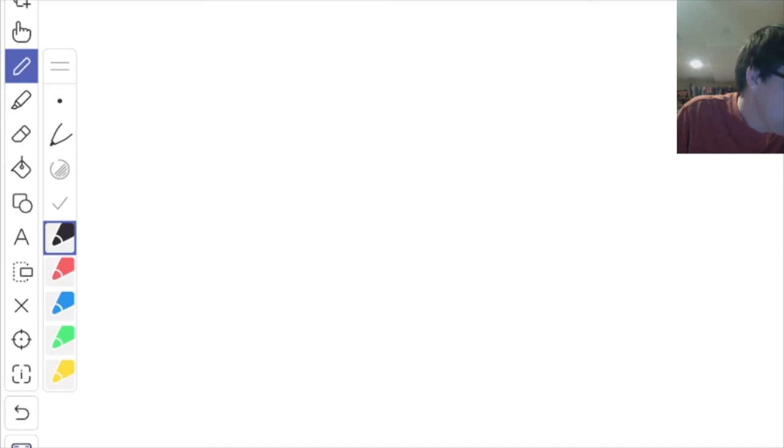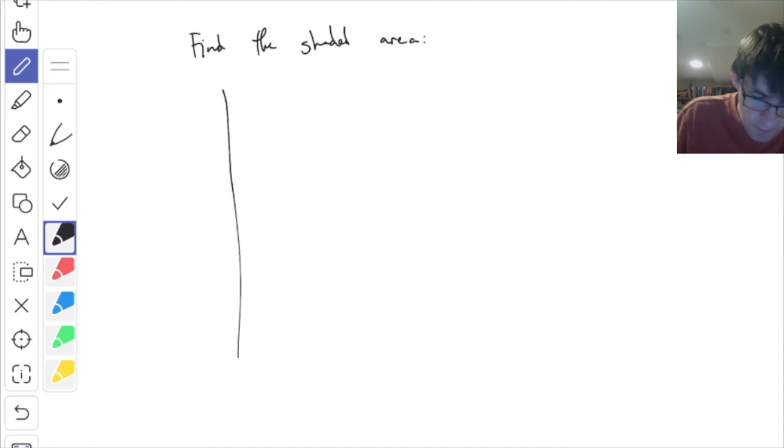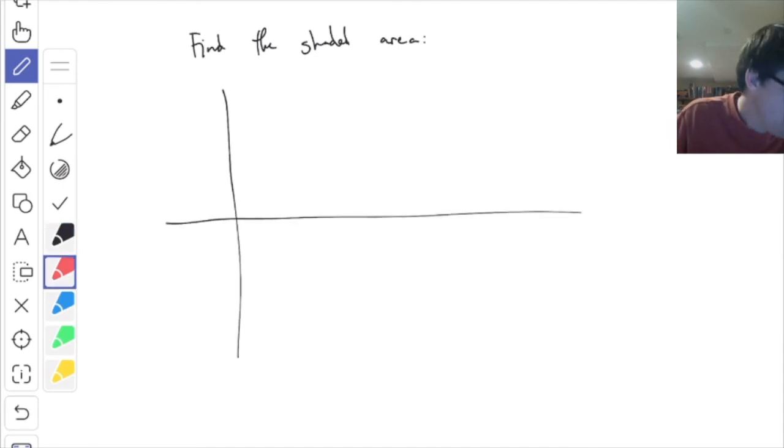So this one, number 44 in the book, has a very weird picture. It says find the shaded area. And then they actually give you a picture, which is nice. It's nice when they give you the picture because then you don't have to figure out yourself what the picture is supposed to look like.